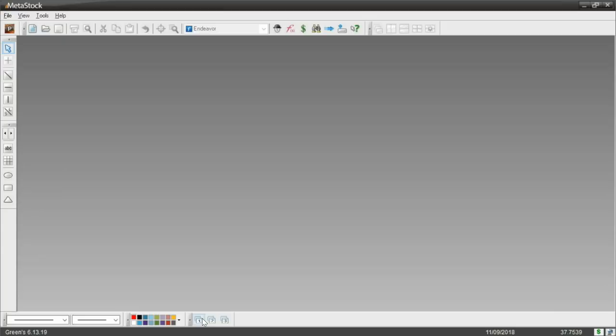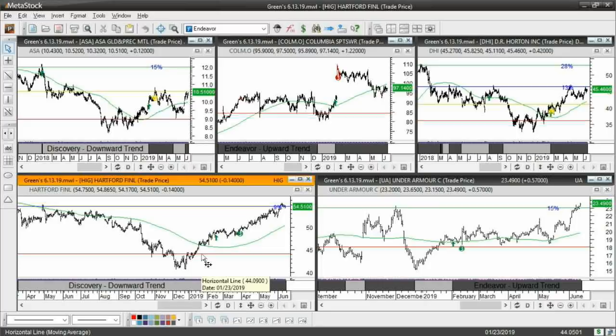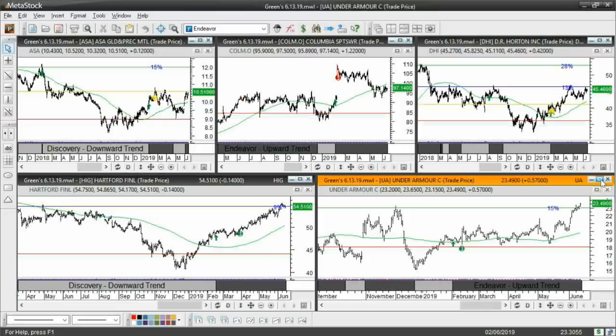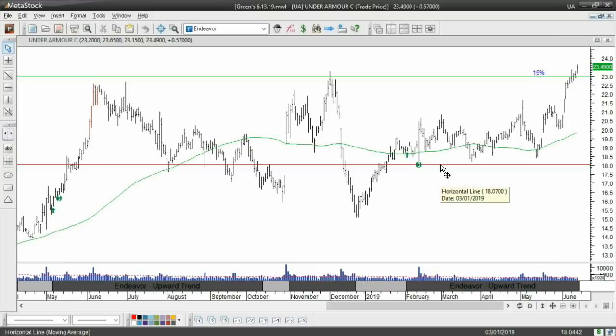We can take a look at some live greens. So just to give a little background here, the one that we just went over inside the presentation was Under Armour. This was an example of when you get a green long-term trend signal followed up by a green strong strength signal. We did our analysis. We realized that our risk wasn't that high and our profit projection was that 15%. And like we said, we've hit that.